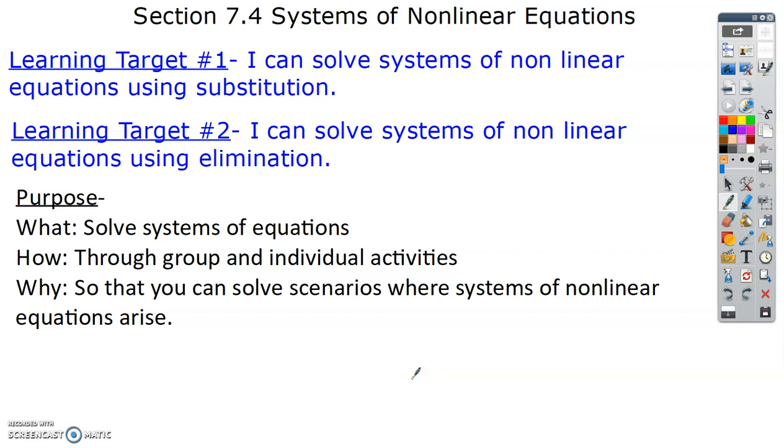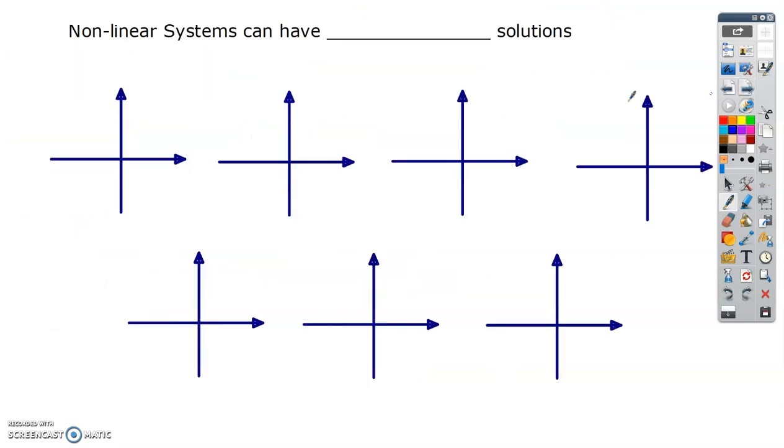So you're going to see one scenario here today where it turns into a system of nonlinear equations that you have to solve. So again, systems are always helpful for solving for data. So here we go. First thing I want you to think about, just so that this makes sense to your brain, is how many solutions can we get when we're talking about things that are not lines.